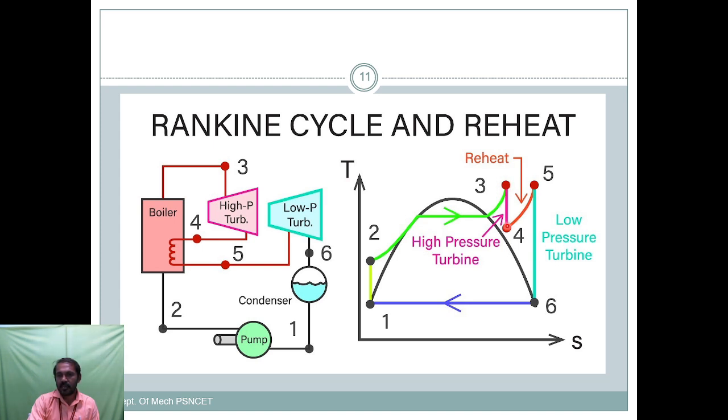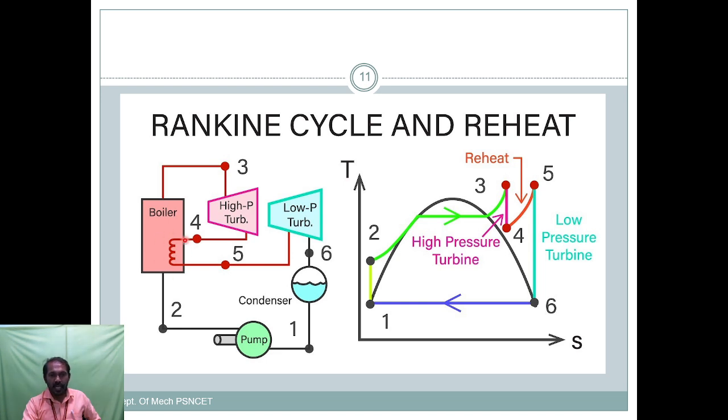Pressure and temperature will be reduced. The entropy is constant. This is the high pressure turbine. The temperature decreases, entropy is constant. After completing this process, it goes to the boiler. The steam is going to the water boiler.